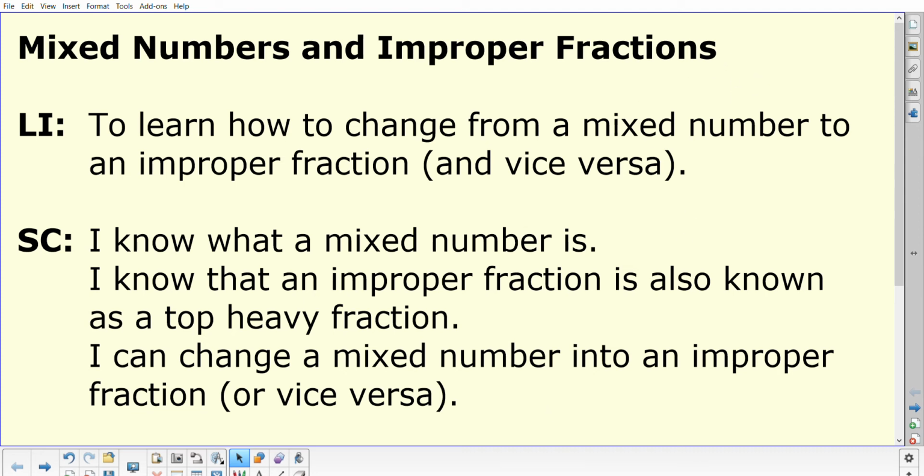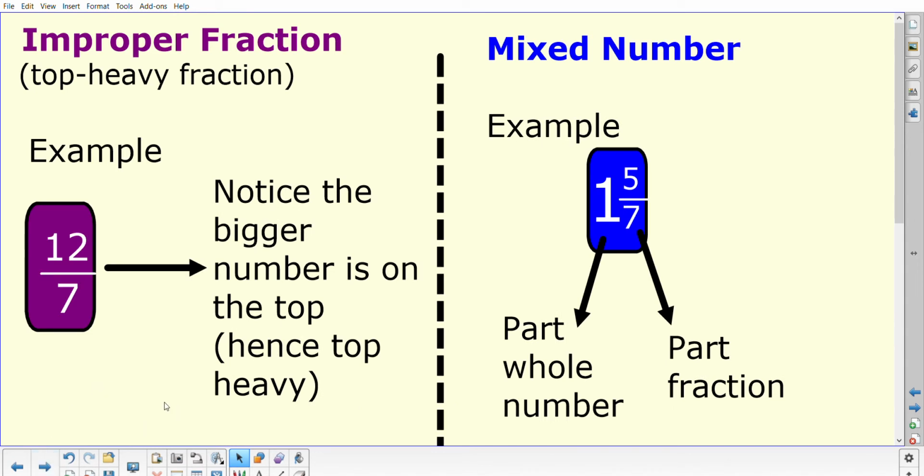So last week you met the terms improper fraction and mixed number. I'm just going to do a little bit of a recap on that and make sure that you fully understand what we mean by these terms, and also how to interchange between the two different types.